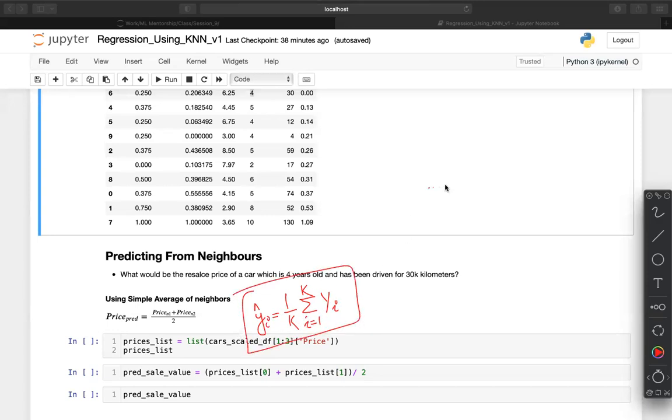So in this case, we will take, let's say, the price of k cars, and we will of course take an average, because for the k cars it will be 1 by k, and that will be the predicted value of the price.